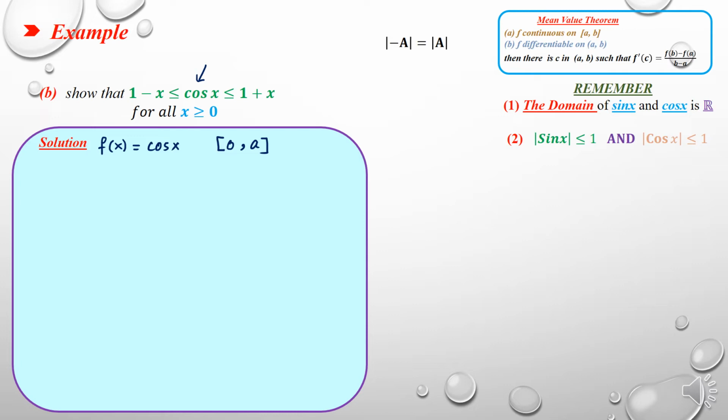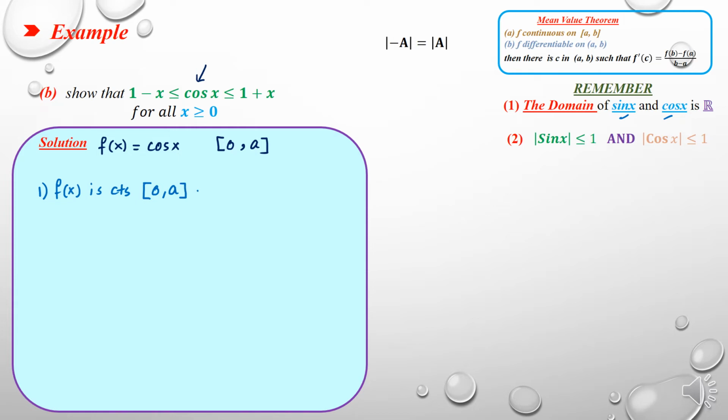First, you have to check the continuity of this function. As you see, the function f of x is equal to cosine x, and the domain of sine and cosine is all real numbers, which means that cosine x is continuous everywhere. This leads to say that f of x is continuous on any closed interval. So it's continuous in the closed interval from 0 to a.